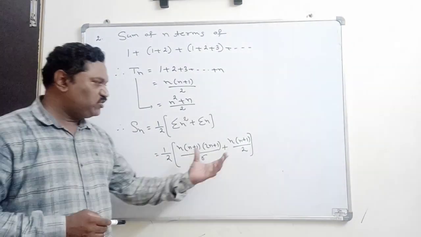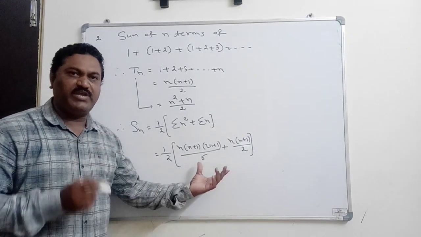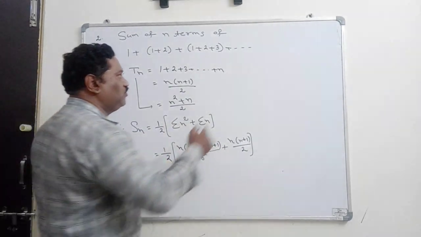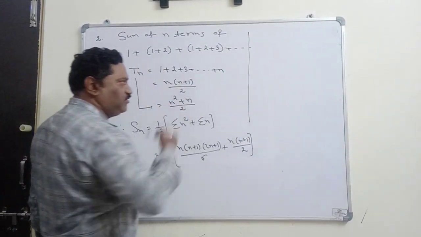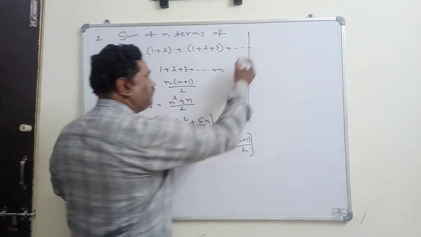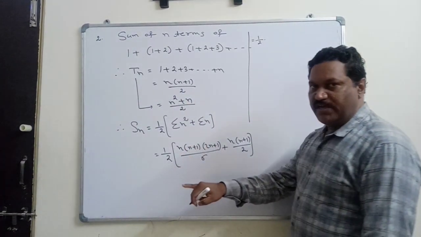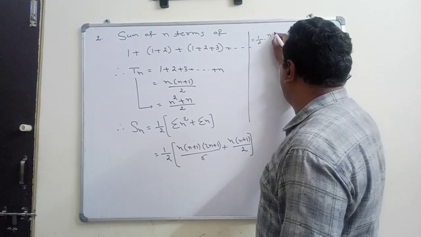For that, observe these two terms. From these two terms we can take n into n plus 1 by 2 as a common. So I will write that here. Here already 1 by 2 is there. Keep that as it is. And from these two terms take n into n plus 1 by 2 as the common.